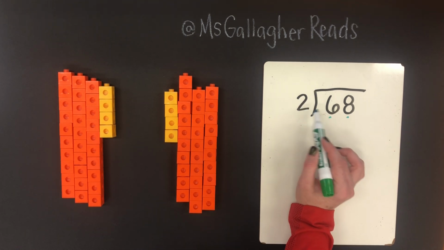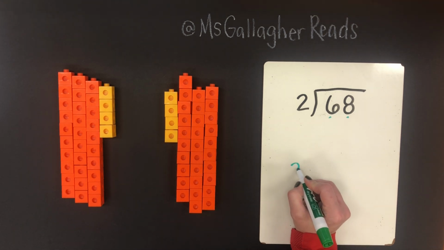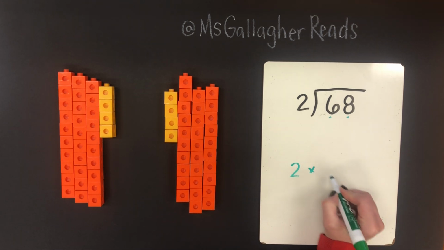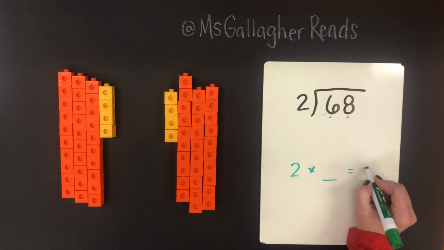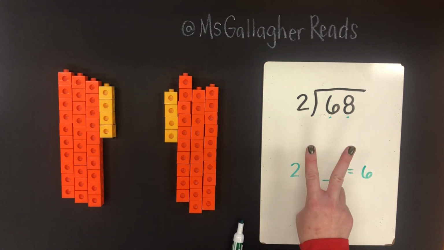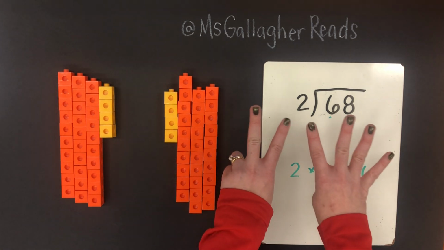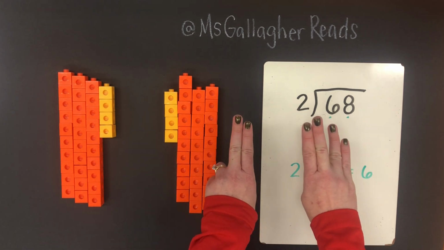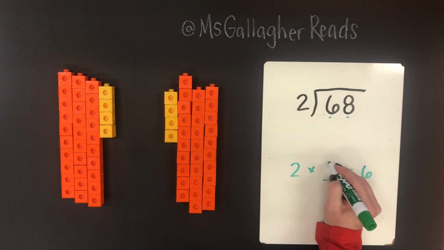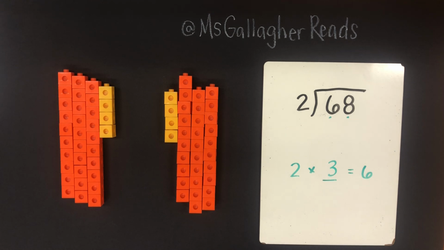So how many times can 2 go into 6? We could think about it like this. 2 times what would equal 6, or close to 6, without going over? Well, we can count by 2s. 2, 4, 6. There we go. 3 sets of 2. So 2 times 3 equals 6.